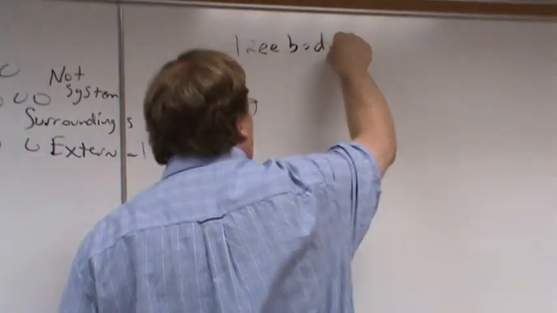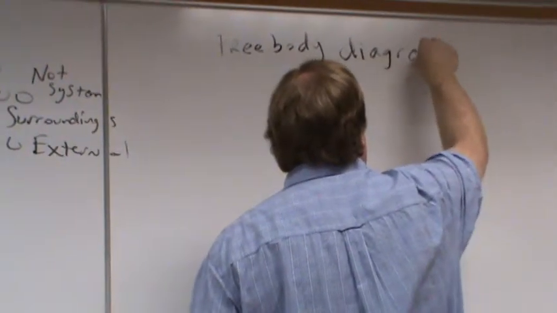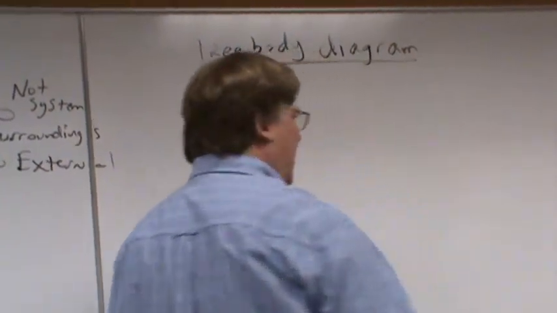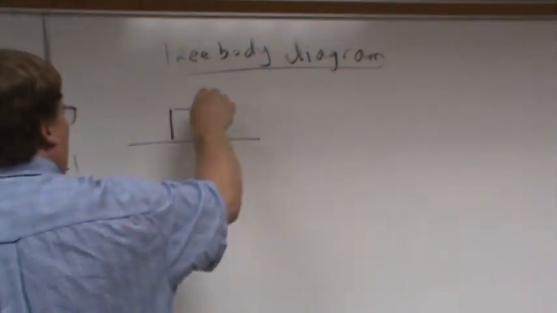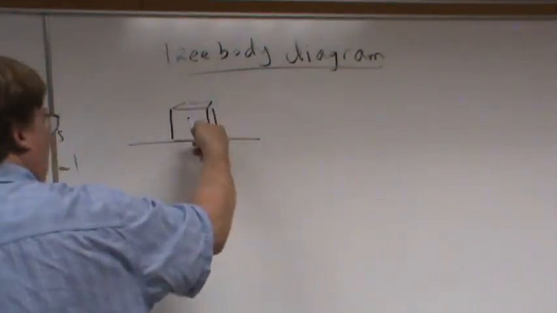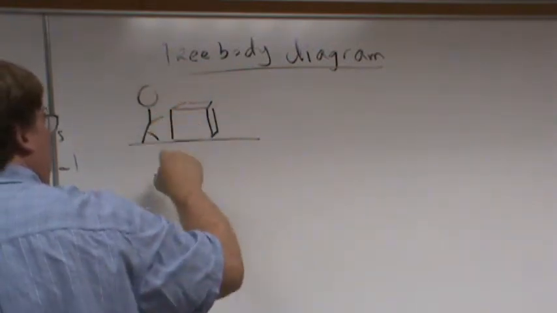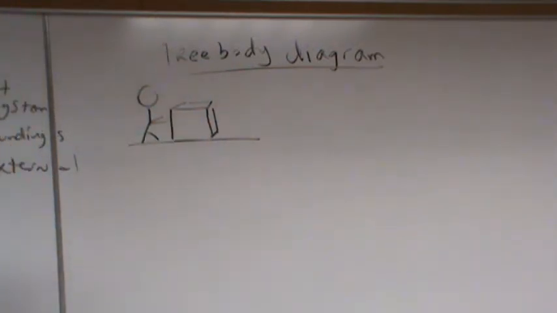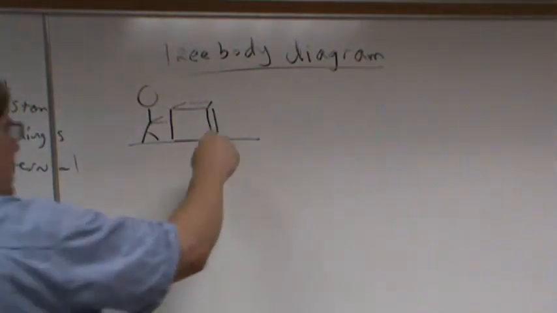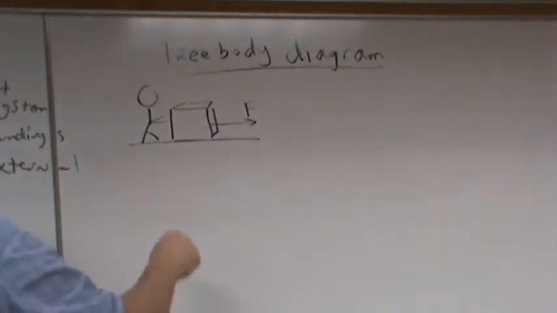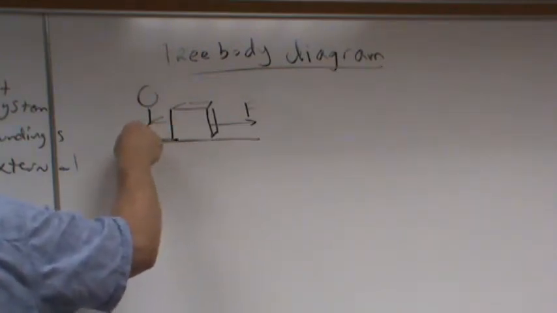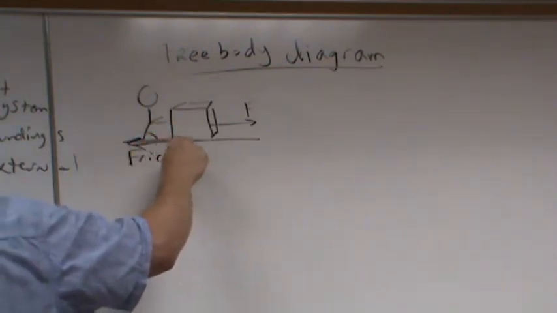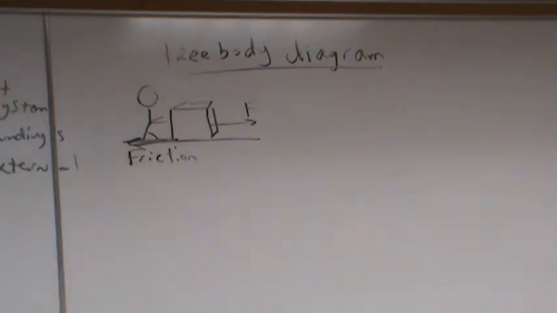Free body diagram. Okay. Suppose I have a situation where I've got a big box and I've got this guy and he's pushing on the box. So he's exerting some force F on the box, and the box won't move because friction between the box and the floor is opposing its motion. I want you to make a free body diagram of that situation.